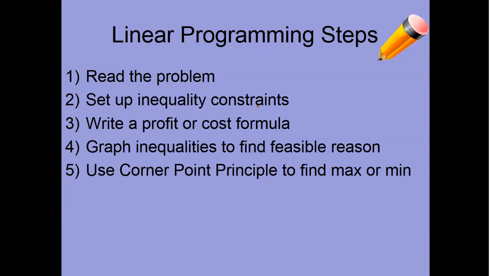Then we're going to write a profit or cost formula. So how much does it cost to make x and how much does it cost to make y? Then we're going to graph all these inequalities and find a feasible region where they all intersect. And then we're going to use the corner point principle to find our maximum or minimum. Minimum is more for when you're looking to minimize a cost to make, let's say, fridges or a vacuum. When you want to make this, you want to have the smallest amount possible. You don't want to pay as much.